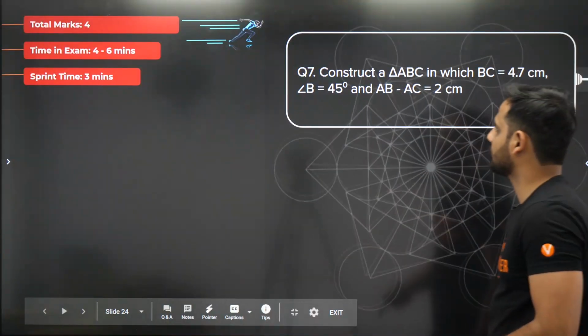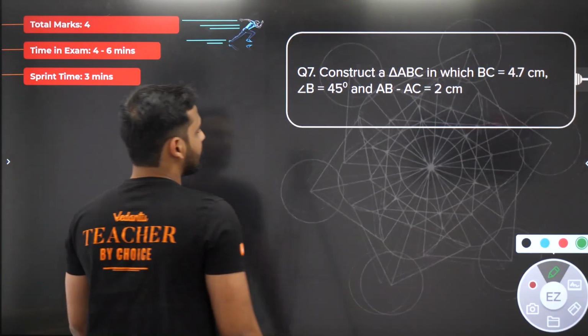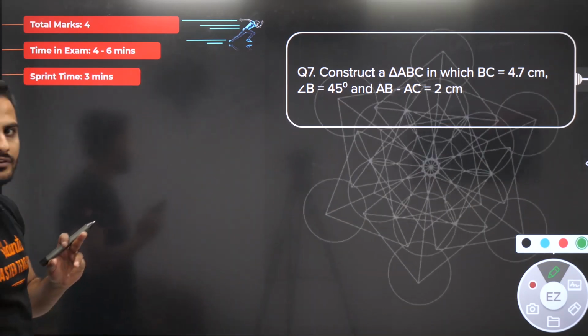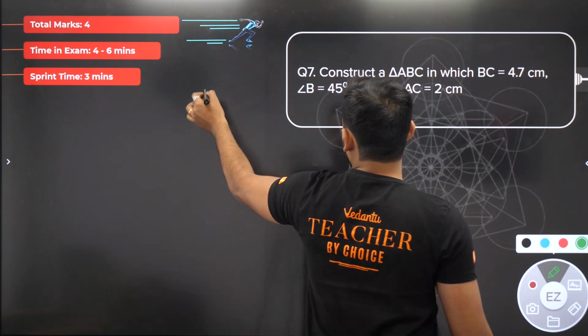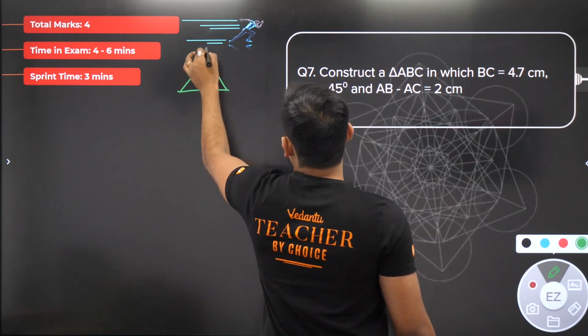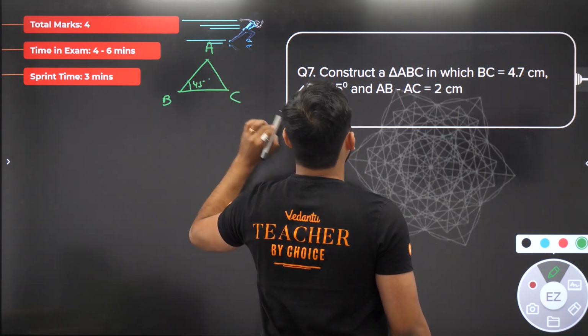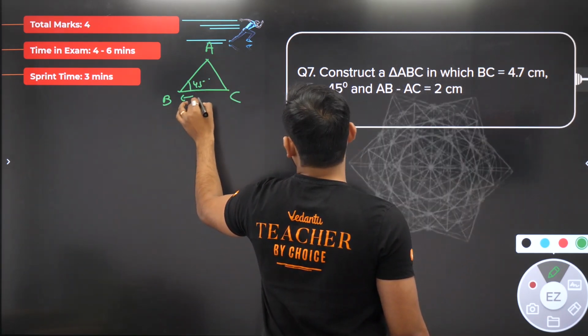The next question is this. Construct a triangle ABC in which BC is 4.7, angle B is 45 degree, AB minus AC is 2 centimeter. So when the difference is given, draw a rough diagram. A, B, C. They have given B is equal to 45 degree, and BC is the base which is given as 4.7.